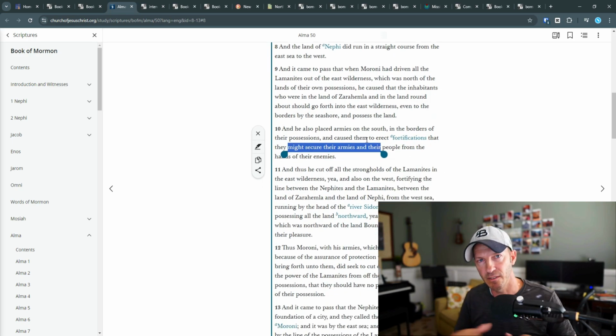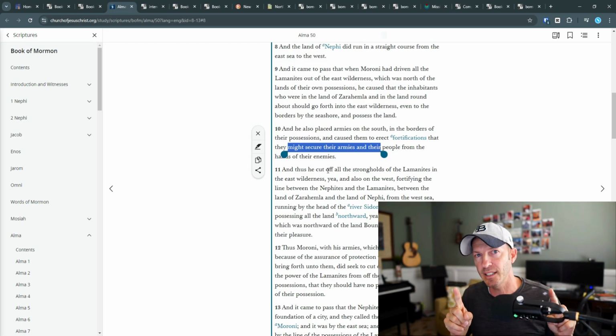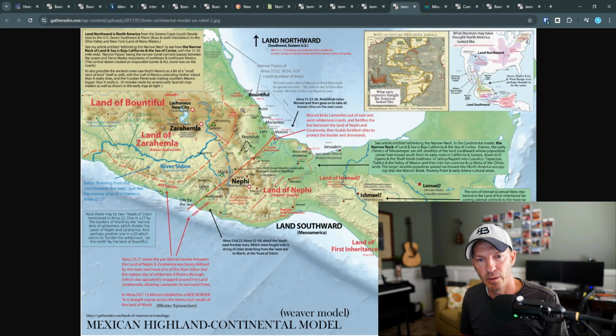He's fortifying that new border between the Nephites and the Lamanites that now no longer wraps up around the Nephite lands. And we're going to look at people's models, and ask why would it wrap up around their lands in the first place? Right? I mean, look at, once again, my model. We've got these lowlands right here that wrap up along the Mexican highland.